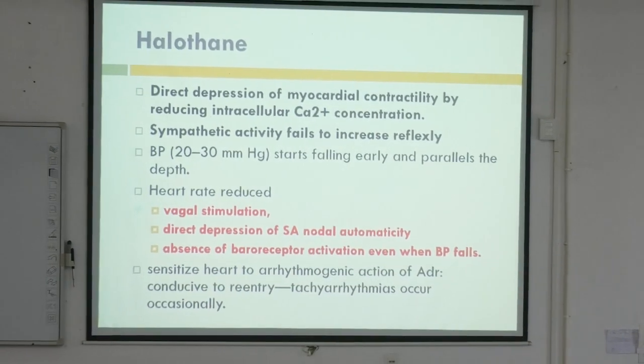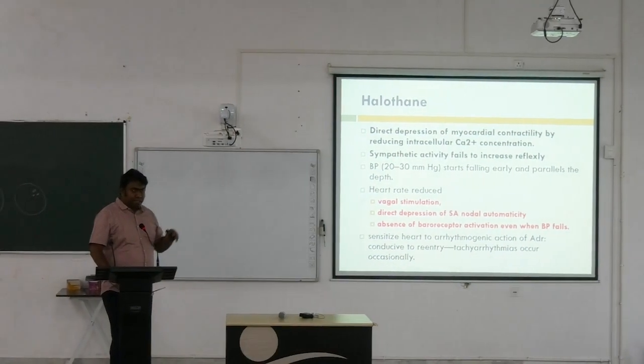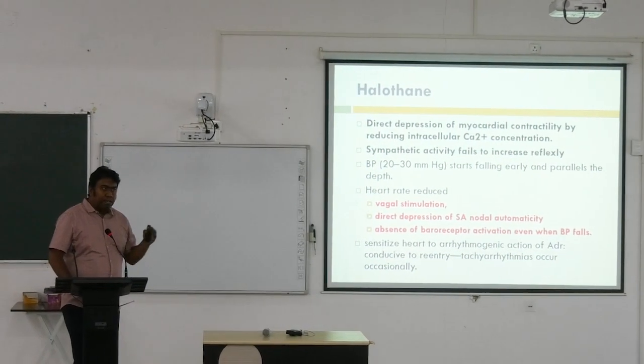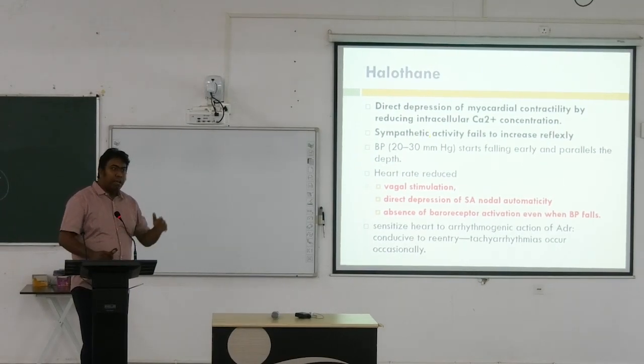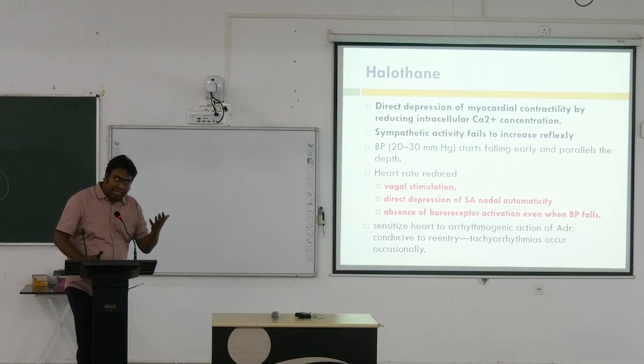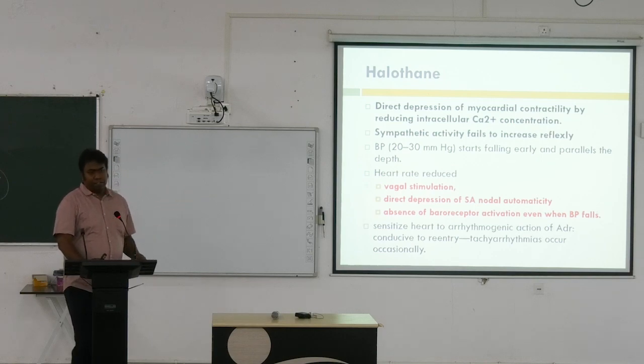Heart rate can be reduced due to the vagal stimulation, due to the direct effect on the SA node, as well as absence of baroreceptor reflex activity. So there is a fall of BP, and the reflex tachycardia that should follow can also be inhibited due to the vagal stimulation, the direct effect on the SA node, and the absence of baroreceptor reflexes. So they have an action on the CVS.